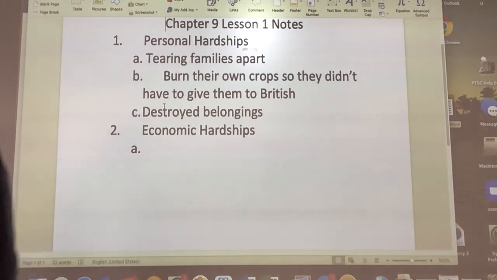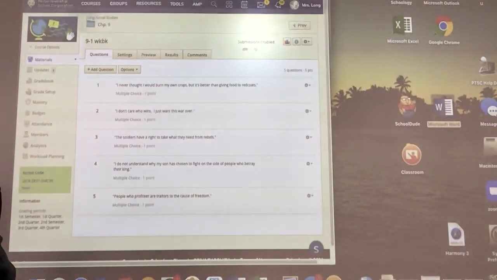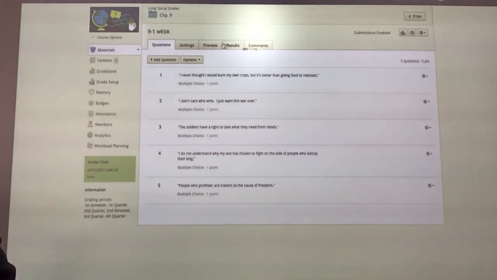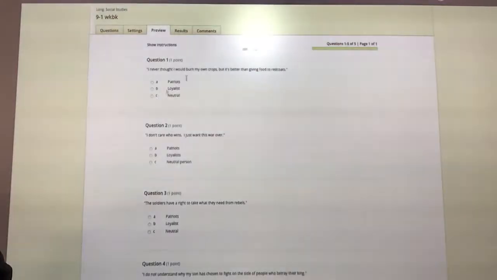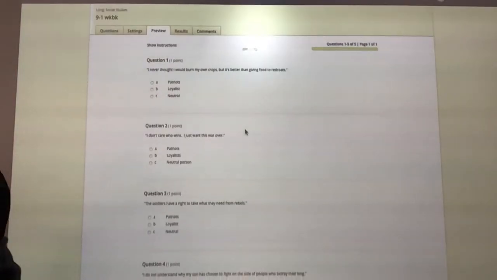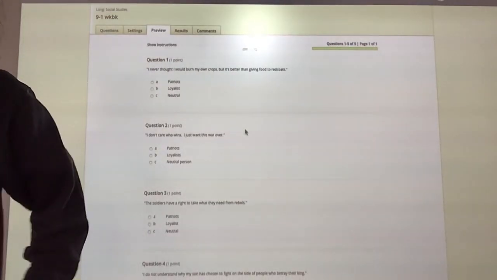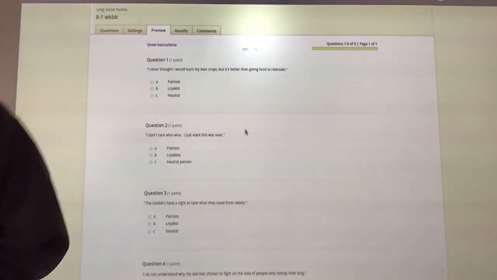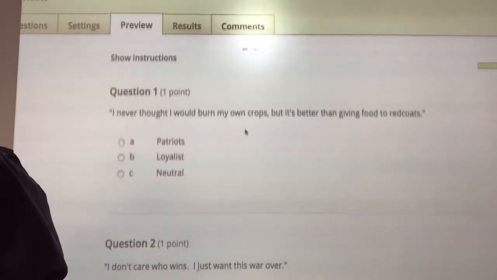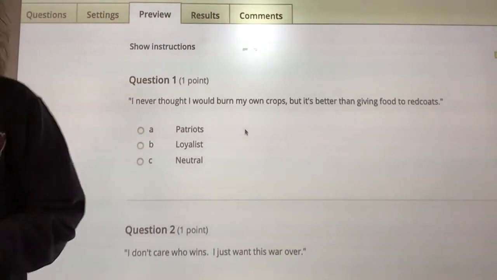So your workbook page, we're actually going to look at together. I'm going to pull up the preview here. Schoology 9-1 workbook, there are 5 questions, and then I have a little contest we're going to do here. Get some points going. But we're going to do this first. We're going to do it together. So it's asking you, who would have said these things?